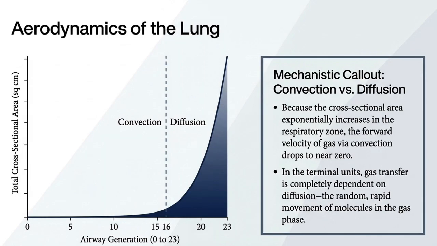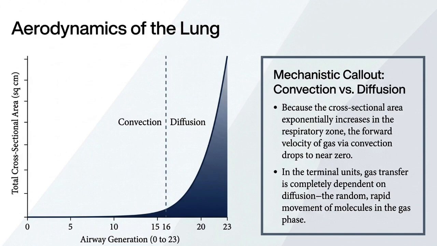Now here is where it gets really cool. Take a look at what happens to the total cross-sectional area as you go deeper into the lung. For the first bunch of generations, the bronchi, it doesn't change all that much. But as soon as you hit that respiratory zone, bam! The total area just explodes. It's enormous. Dr. West uses the analogy of the flare of a trumpet, and honestly, that's just a perfect way to picture it.